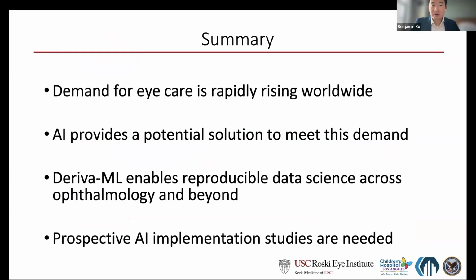So in summary, the demand for eye care is rapidly rising worldwide. AI provides a potential solution to meet this demand. And DERIVA ML enables the reproducible data science across ophthalmology and beyond that is really necessary to give clinicians and patients confidence that this technology is being deployed in a reproducible and transparent fashion. And we do believe that more prospective AI implementations are needed, again, to give people confidence in this technology.